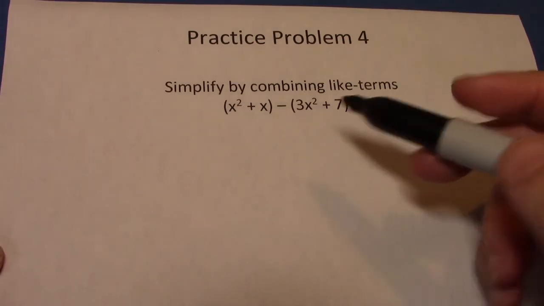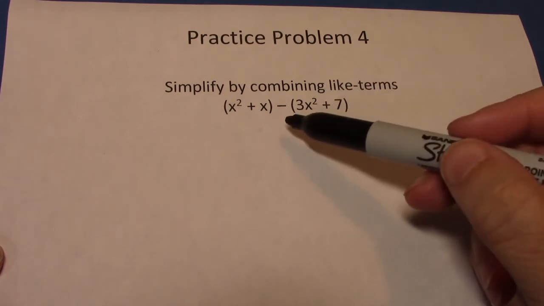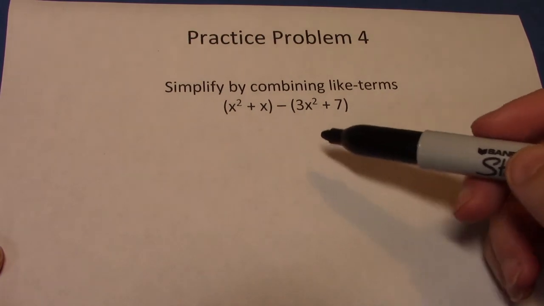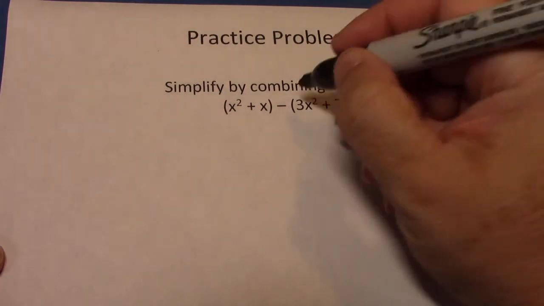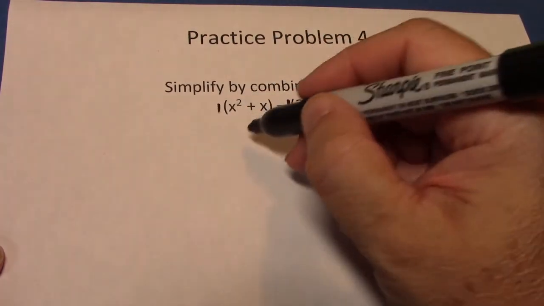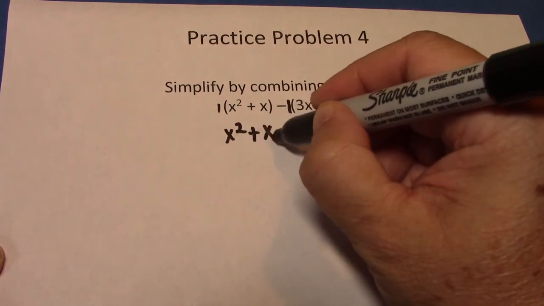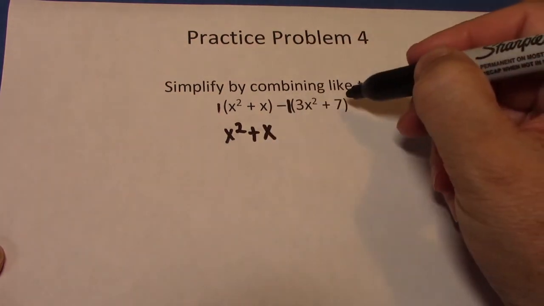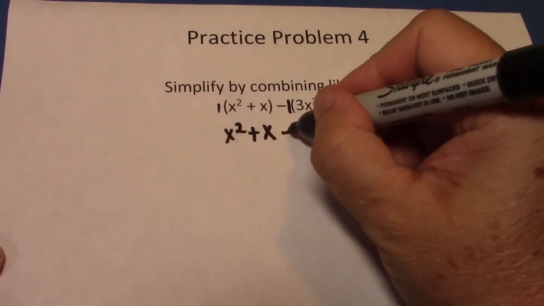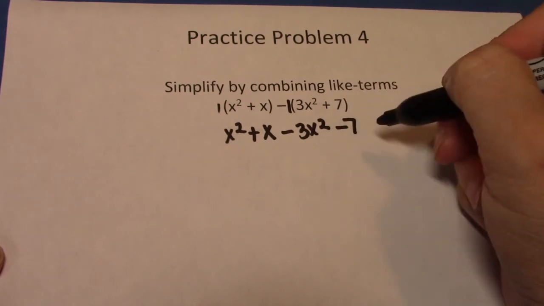Problem number 4 also wants us to simplify by combining some like terms. But you realize, of course, that in order to do that we need to drop these parentheses, and to do that we need to be sure that we've distributed what is really an understood -1 out here. So this is a positive 1 for that coefficient that's understood, and that's not going to change this. But this one is going to reverse the signs of what's inside the parentheses. Positive 3x squared is now negative 3x squared, and positive 7 is now negative 7.